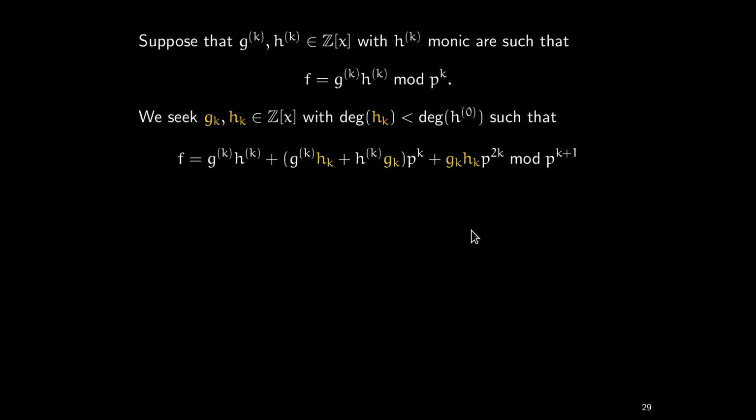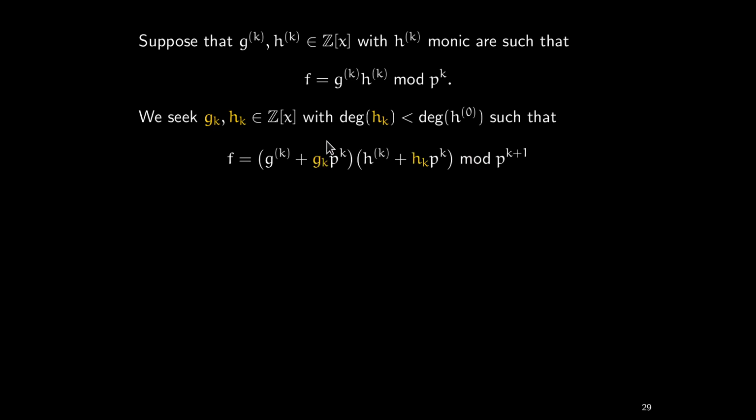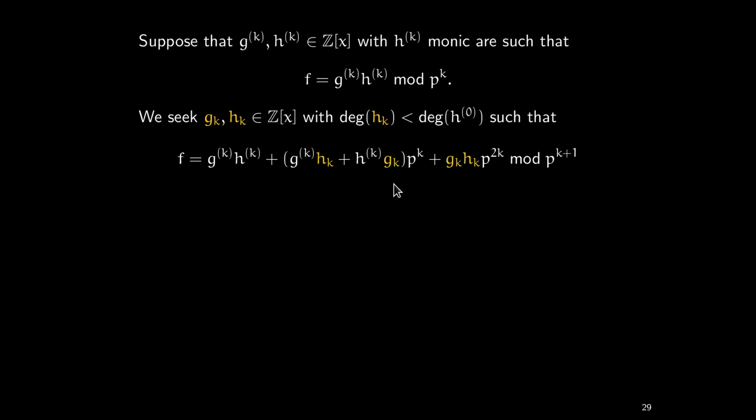Okay, so let's expand this product. So we want, this is the same as before, we want f to be equal to this one plus this one times p to the k plus this product times p to the 2k. Now this one goes away because we are thinking mod p to the k plus 1, and this one is something we can put on the other side, and then I will have something on the other side that is valid mod p to the k.